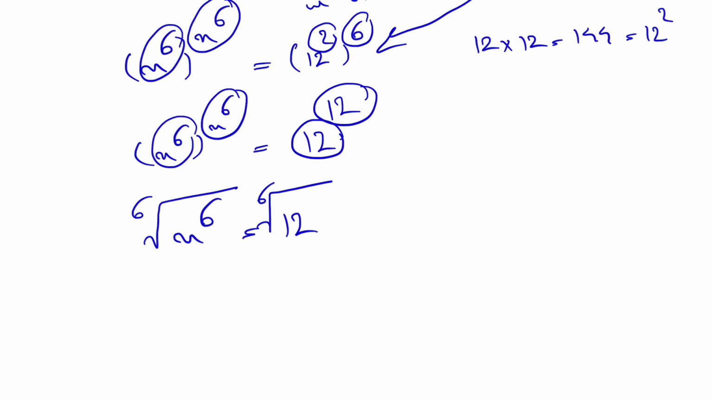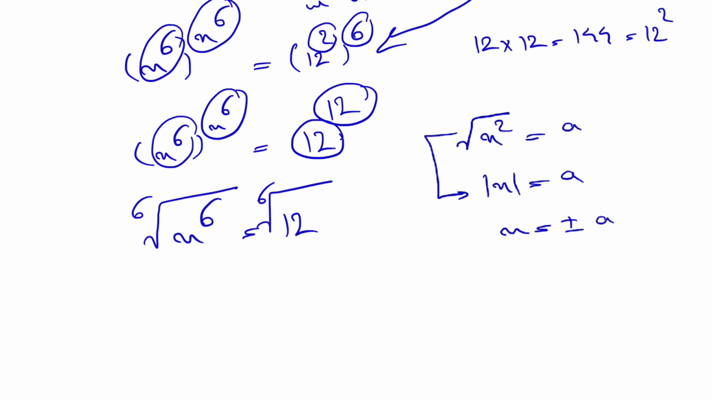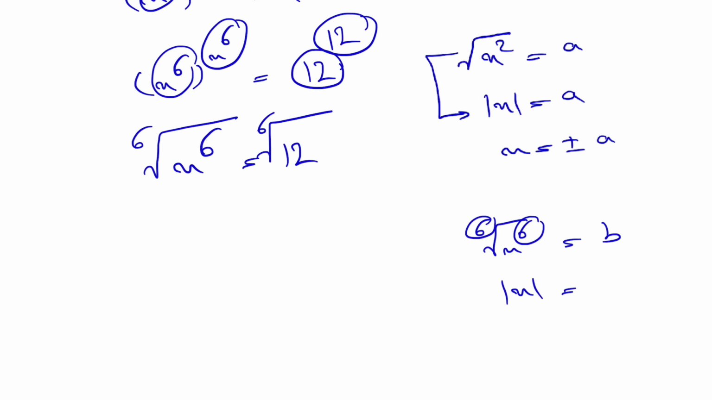So all we need to do is take the 6th root on each side. From here we know that if we have the square root of x squared equals a, we need to take the absolute value of x, equal to a, and that means our x will be plus or minus a. That works for other exponents too. Here we have a power of 6 and the root is 6 too. So as long as we have an even exponent, whether we call it b or a, it doesn't matter, we have to take the absolute value out of the root.